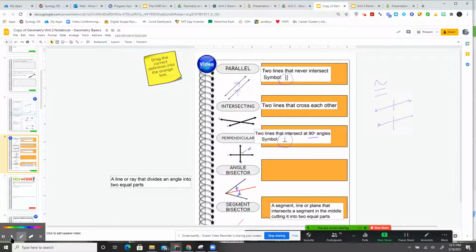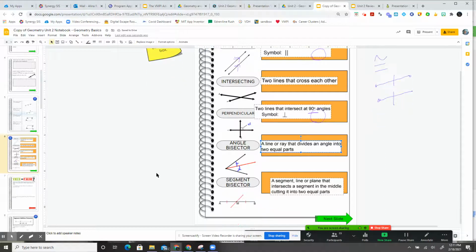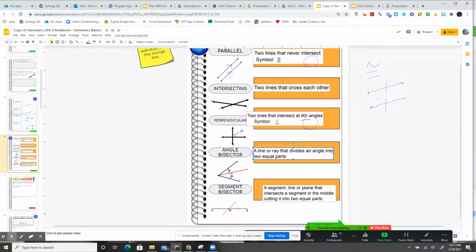Angle bisector is kind of what we're gonna talk about towards the end of the day today. So if an angle is bisected, it has been cut in half. If a segment has been bisected, it has been cut in half. That's where we get those congruent marks, right? So AM is congruent to MB.